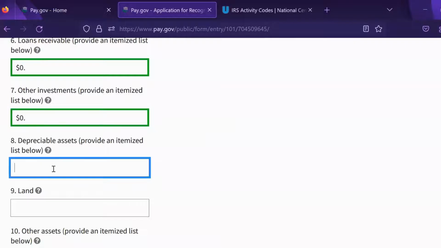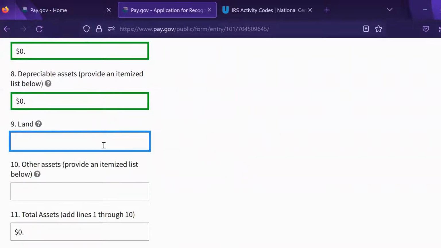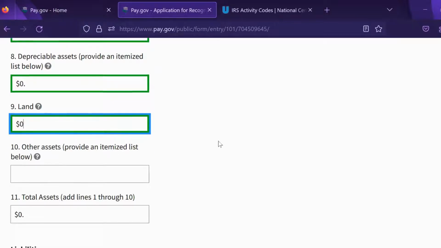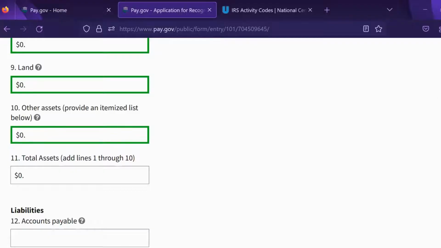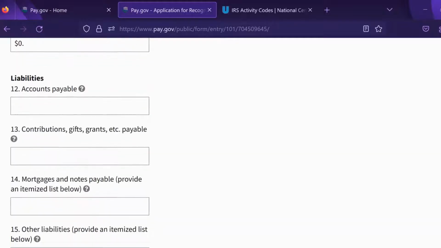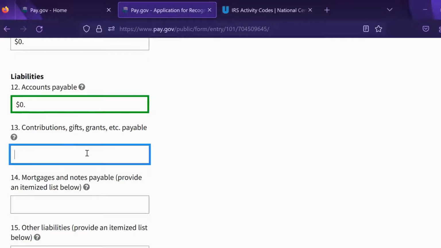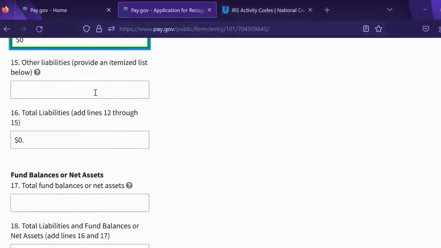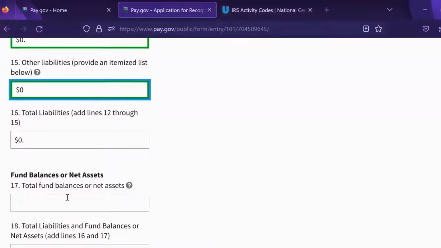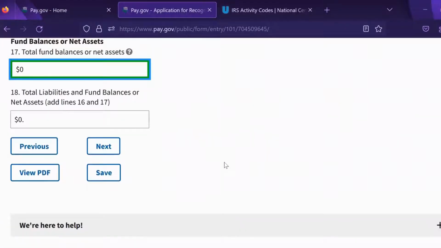Again, if you have this information, be honest and enter the correct information. You may be starting with some land that someone has gifted you for your nonprofit. So please be as accurate as you can. Jane has no accounts payable, no mortgages or other liabilities. Okay, so we are going to go to the next page.